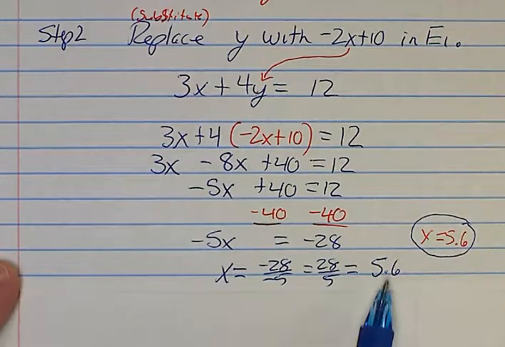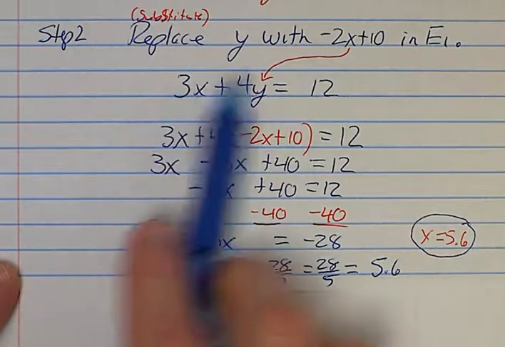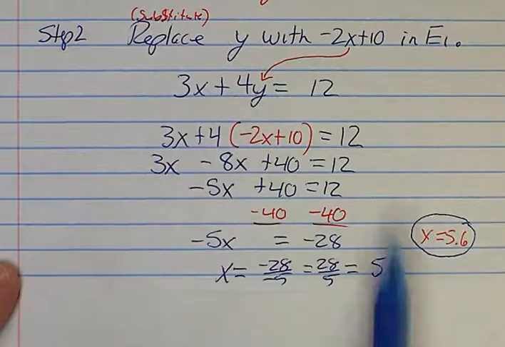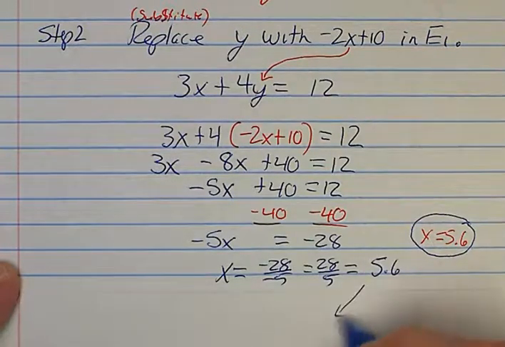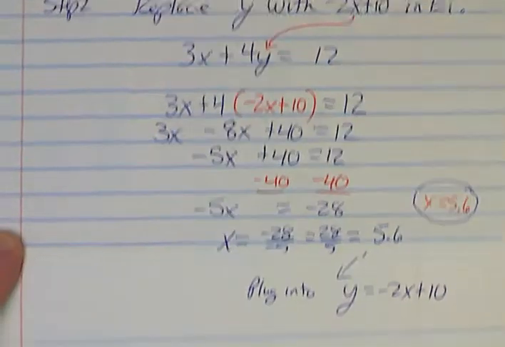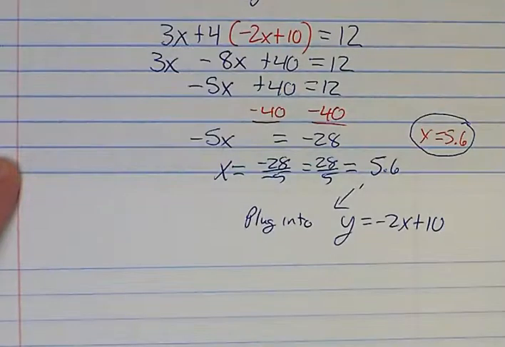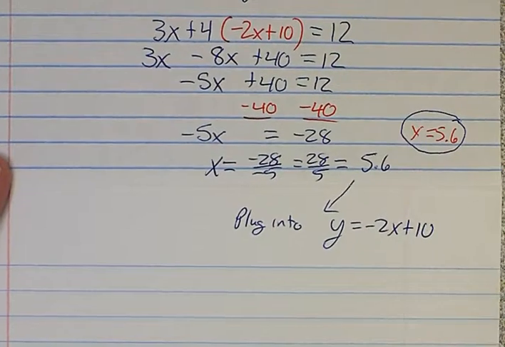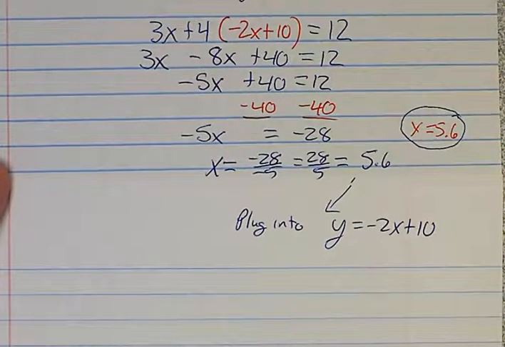Okay, now for this one, we're going to take the 5.6 and plug it back in, but let's go back up to this equation we used back here in step 1. So we're going to plug that into y equals negative 2x plus 10. You can still pick either original equation. We're just going to pick the one that had the y equals by itself there.